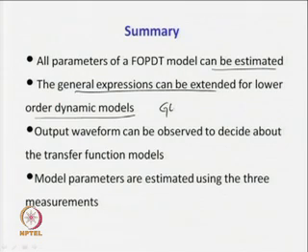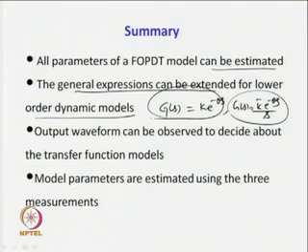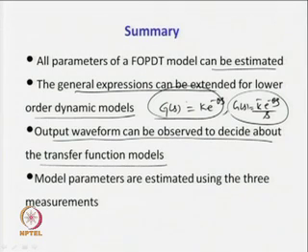What do I mean by lower order dynamic model? When G(s) is equal to k e to the power minus theta s, or G(s) is equal to k bar e to the power minus theta s upon s, those types of transfer function models of real time systems can be obtained. Now, the output waveform can be observed to decide about the transfer function model. So, whether we have to identify a simpler model or a first order plus dead time model, that information can be obtained from the observation of the output waveform. Model parameters are then estimated using the 3 measurements and the 3 expressions we have derived.